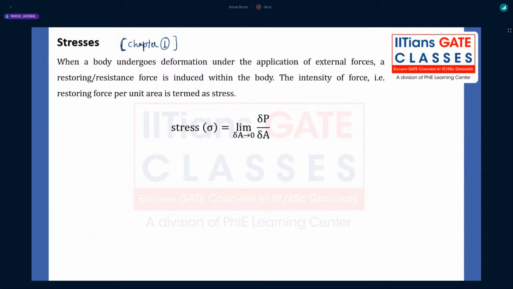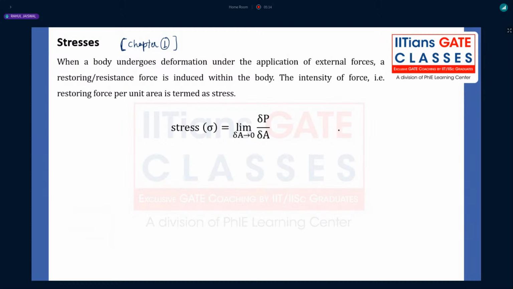Now, when you read this particular definition of stresses: when a body undergoes deformation under the application of external forces, the restoring or resisting forces are induced within the body. The intensity of the force, that is restoring force per unit area, is termed as stress, right? Now, some of you might be thinking, sir, what is the meaning of internal resistant forces? This is basically the whole logic of understanding or studying strength of material, right? How to understand internal resistant forces.